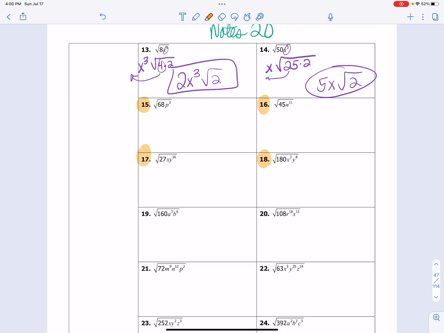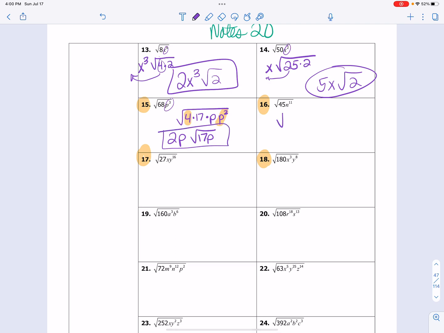Okay, 68, 4 goes into 68. Well, this I would have to rewrite. I'm just going to rewrite it all. 4 goes into 68 17 times, and p would have to become p squared. So this is a perfect square, and this is a perfect square. So I'd have 2p root 17p. That is actually your answer.